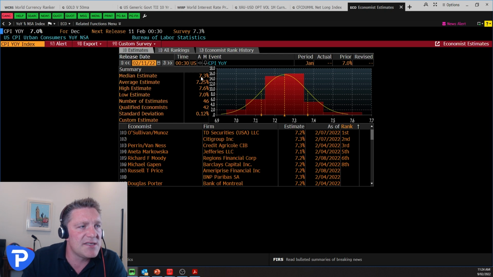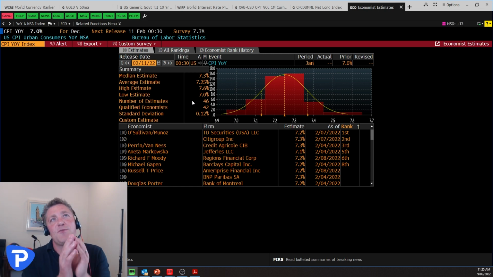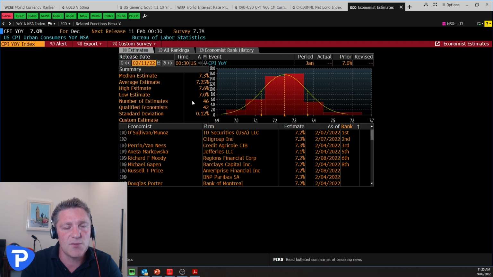Now, the consensus is 7.3%. But if we look at the distribution of expectations, you can see the top end, which is Lloyds, is calling for 7.6 and the low end is 7%. Now, the question that I ask myself as a macro guy is, if we were to get 7.6%, would we see a much more pronounced move in the US dollar, in rates, in the Nasdaq and gold, relative to a downside move that we might see in the US dollar on a 7%? So where would the big move come? What would the market be more surprised by?